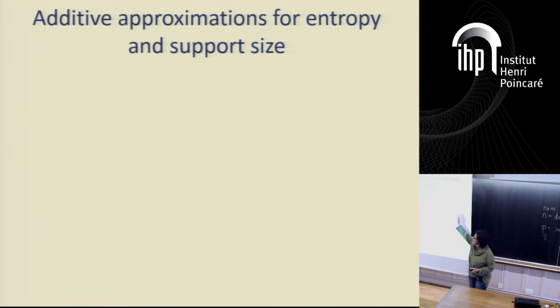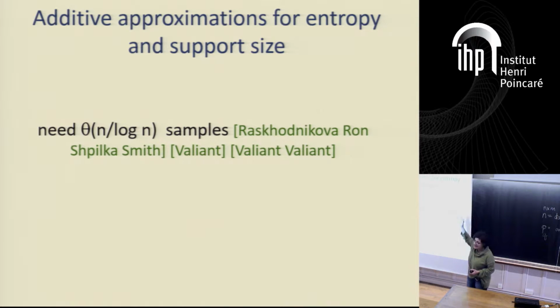But these people, they tend to talk about additive. That needs theta of n over log n samples. There was a sublinear result due to Raskhodnikova et al., but then Greg and Paul Valiant showed the tight result of n over log n for this problem. It's a really beautiful paper again. It's the same papers that I was mentioning before. It's actually a couple of papers, one for the upper and one for the lower bound.